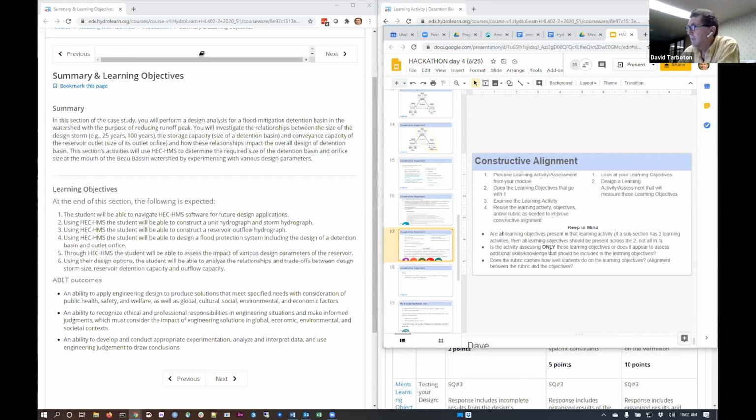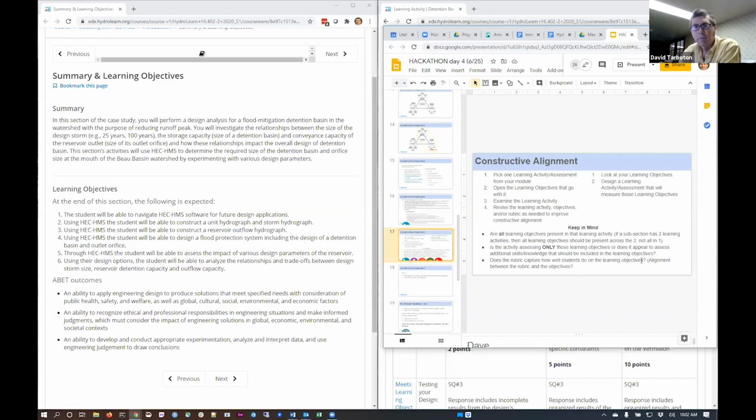And is the activity assessing only those learning objectives, or is it assessing something else? And if it's assessing something else, you might think about whether that something else should be called out as a learning objective. And does the rubric capture the components? So hopefully that's enough guidance for you to dissect your learning activity and assessments. All right, any questions about that activity before we jump into the breakout rooms?